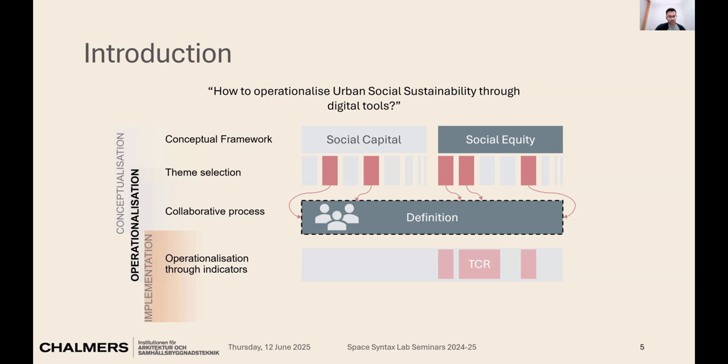In the implementation stage, you start by defining some indicators that allow you to measure the phenomena that you want to observe. And then our hypothesis was that could it be possible to design computational models that use these indicators and go into these specific definitions of social equity and social capital to try and operationalize urban social sustainability in this way.